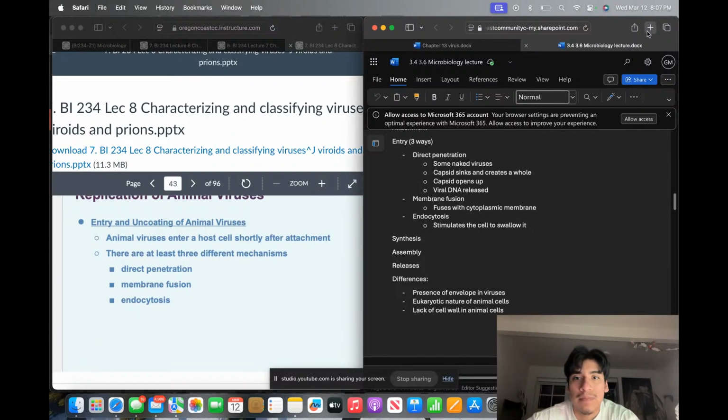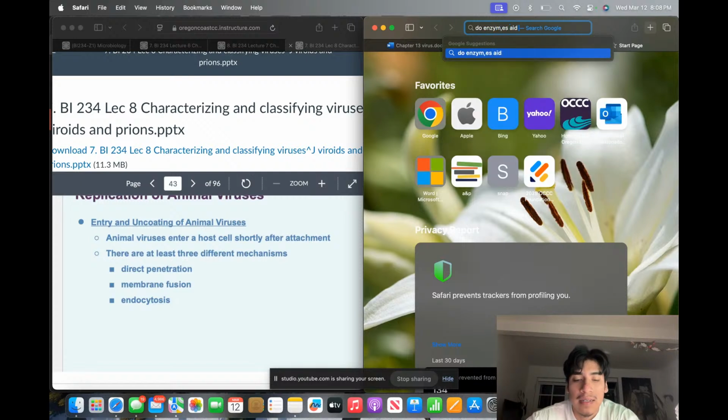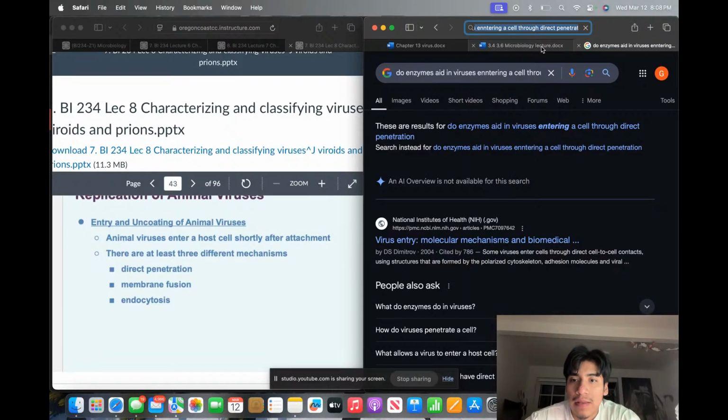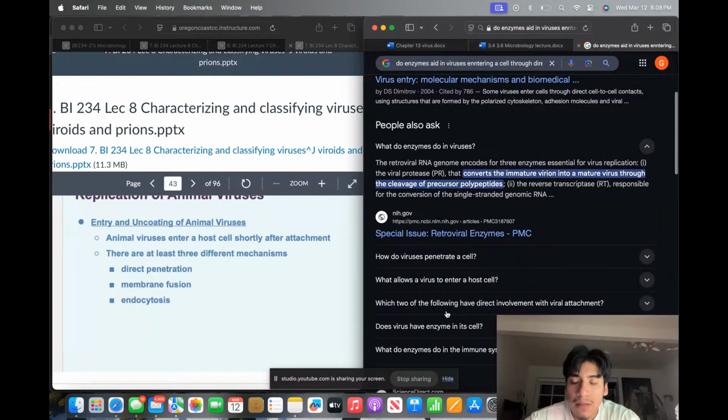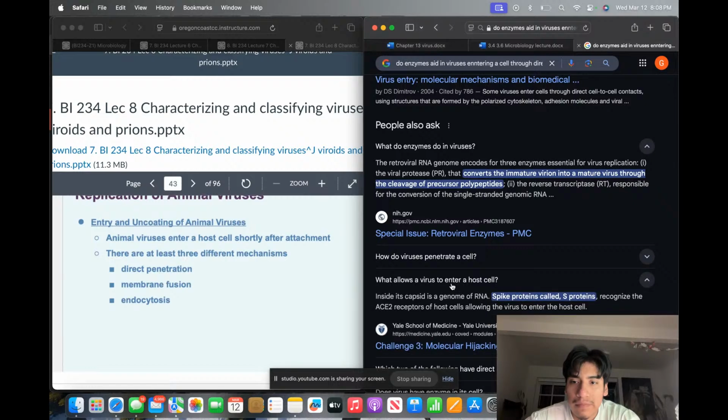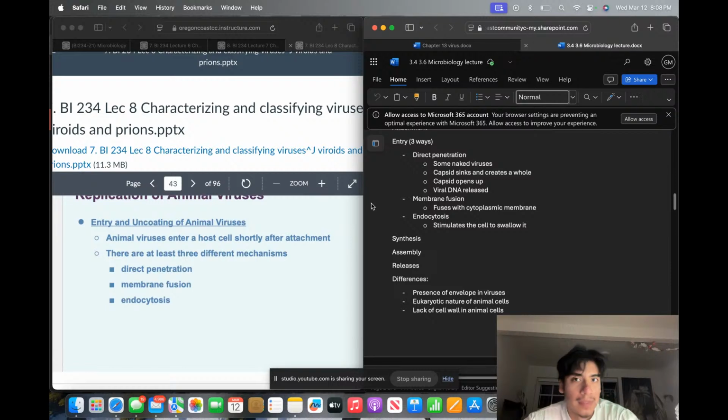Let me look it up. Do enzymes aid in naked viruses? I don't know. But basically, it's just direct penetration. It's just going to sink into it and bury itself in there and inject itself.